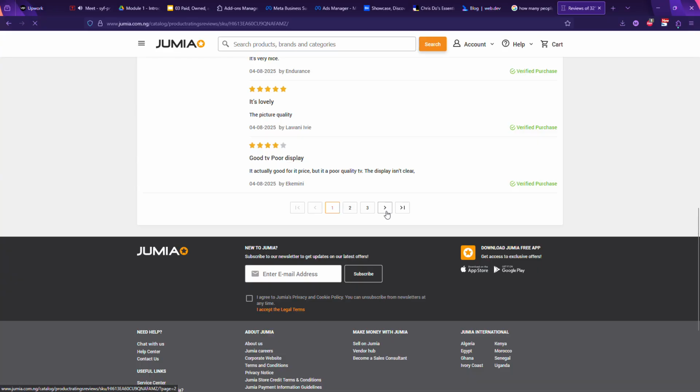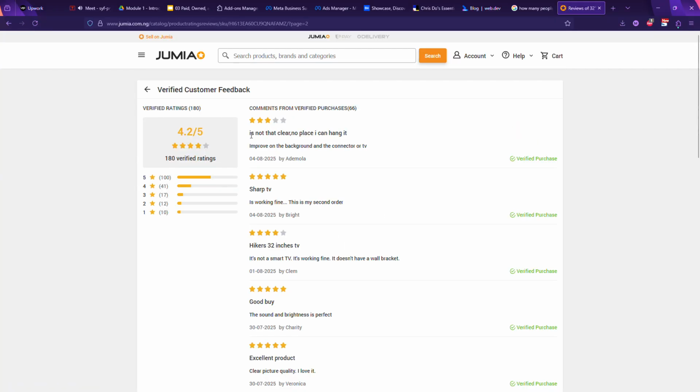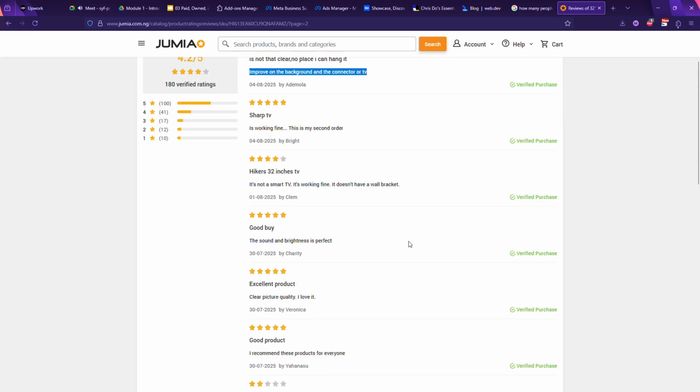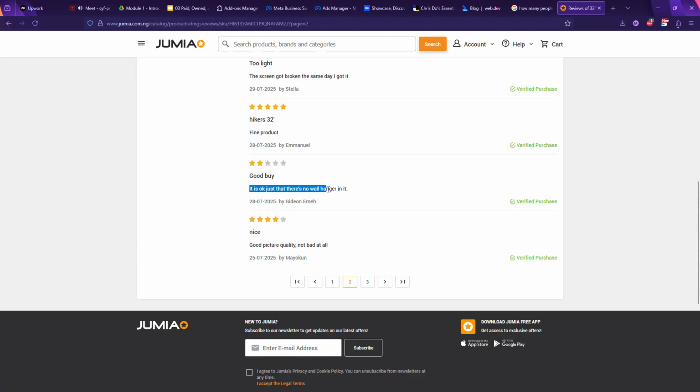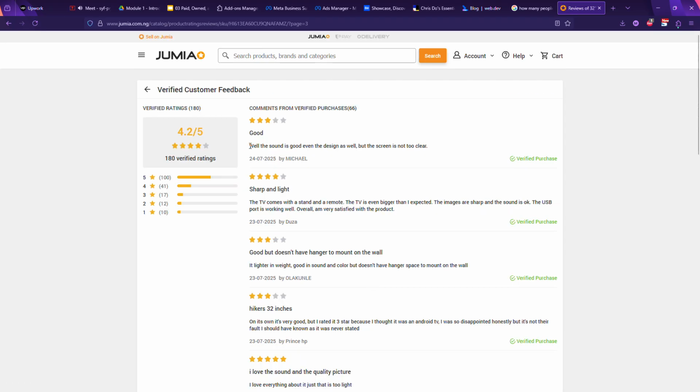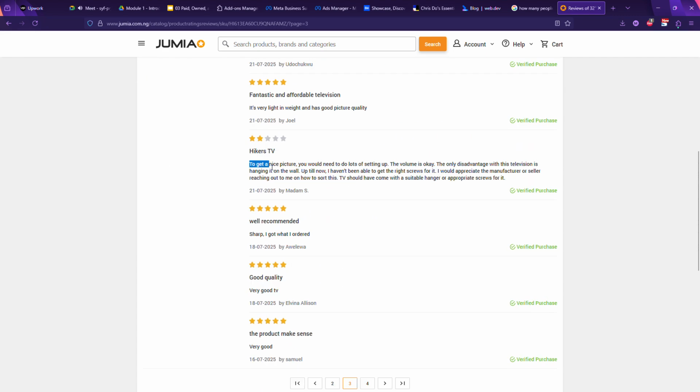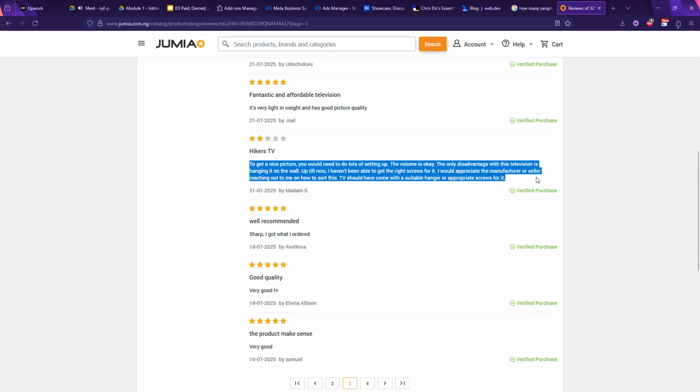But anyways, let's try to see, which says 3 star. It is not that clear. No place I can hang it. Improve on the background and the connector or TV. So there are reviews. Too light. The screen got broken the same day I got it. It is okay, just that there's no wall hanger in it. The sound is good, even the design as well. So things like that. To get a nice picture, you would need a lot of setting up. The volume is okay. The only disadvantage with the television is hanging it on the wall.